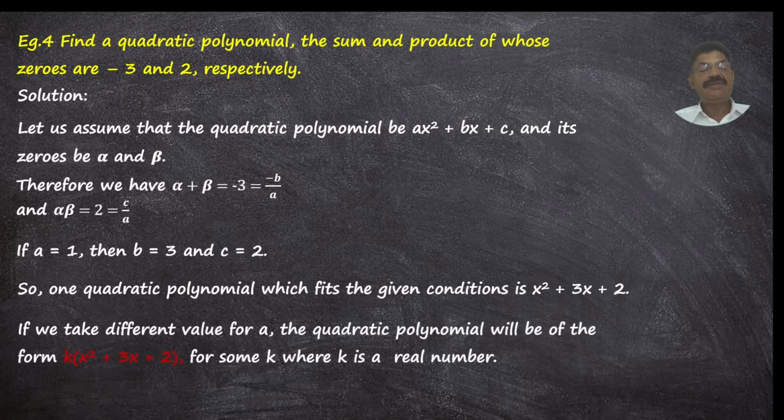If you take a different value for a, you will get a polynomial like k into x square plus 3x plus 2. That is also correct. k can be any integer.